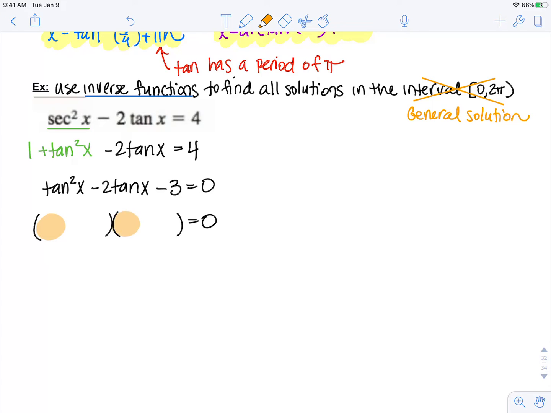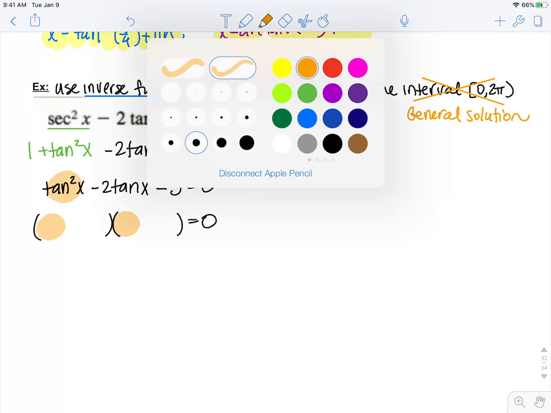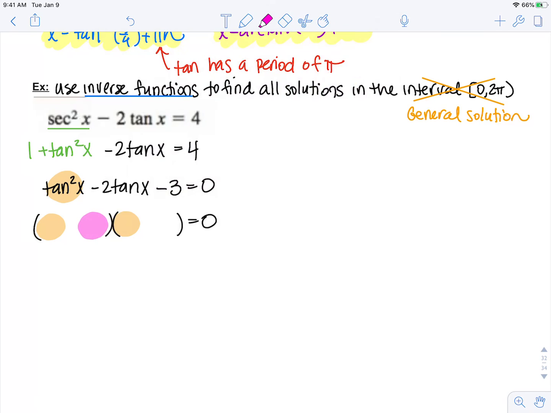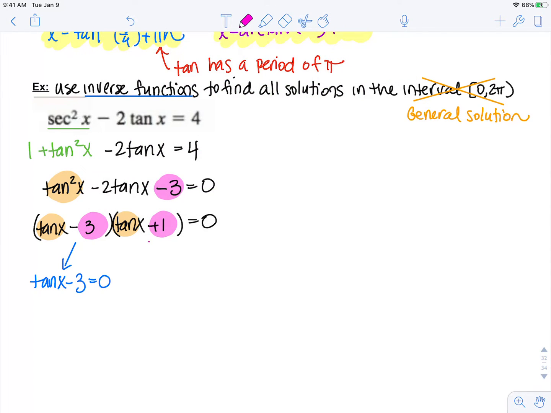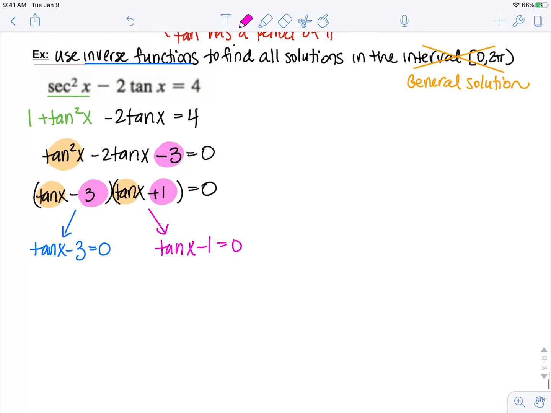So these first two terms have to multiply to make tangent squared x, and these two terms have to multiply to make negative 3. So this is going to be tangent x, and this is going to be minus 3 and plus 1. And if I check my inner and outer smiley faces, they add to make negative 2 tangent x. So now I can use the zero product property. Tangent x minus 3 equals 0, or tangent x plus 1 equals 0.